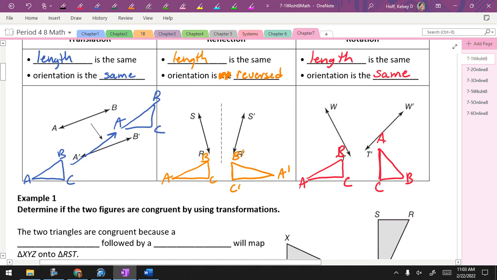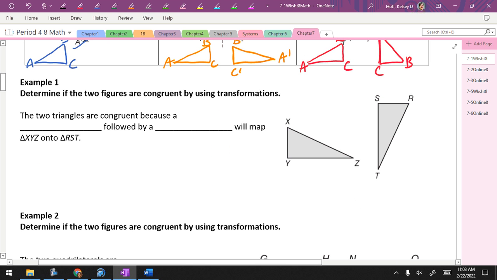Okay, so what are they going to ask us today, Miss Hoff? So the question they're going to pose to you is, determine if these two figures are congruent by using transformations. If you can say this translation, this rotation, this reflection will make them line up, that's proving congruence. If they're going to end up matching up right on top of one another, you know that they're the same size and shape.